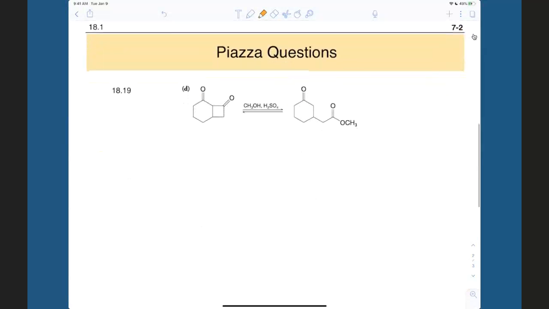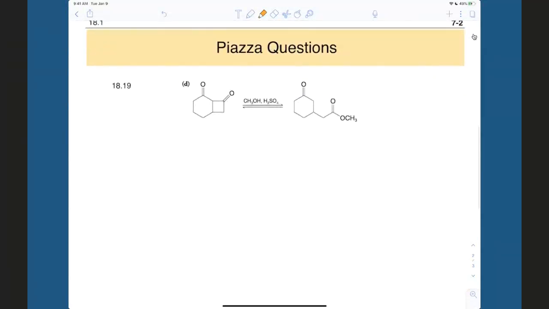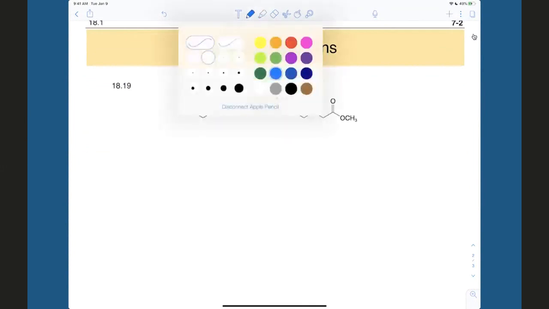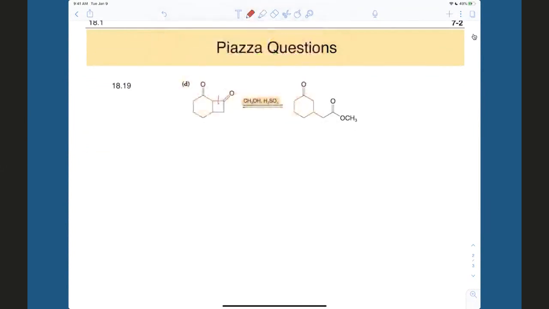Ooh, I like this question. This is 18.19D. And somewhere along the way, we have a fragmentation reaction. Again, we want to notice that these reaction conditions are acidic. So we're going to use a different mechanism to attack the carbonyl than we would under a basic solution. And along the way, we can see that we are somehow going to break open this bond. So it could attack either of the ketones.